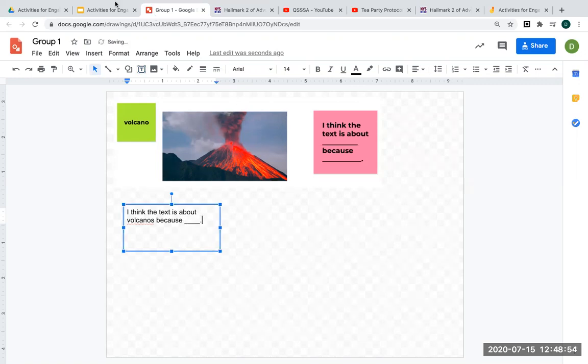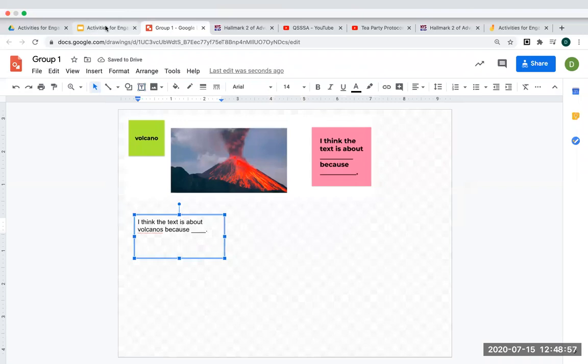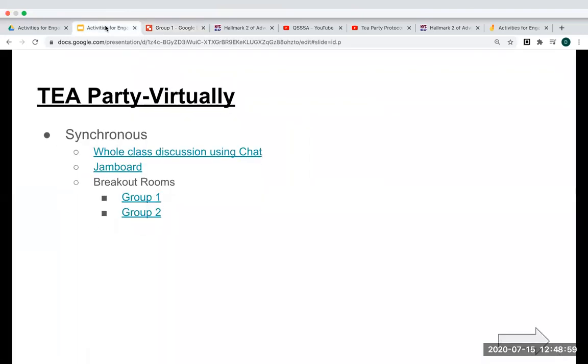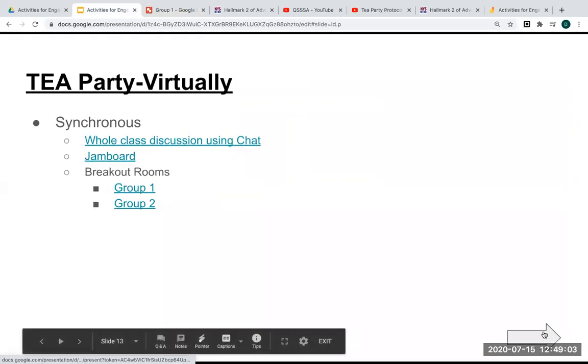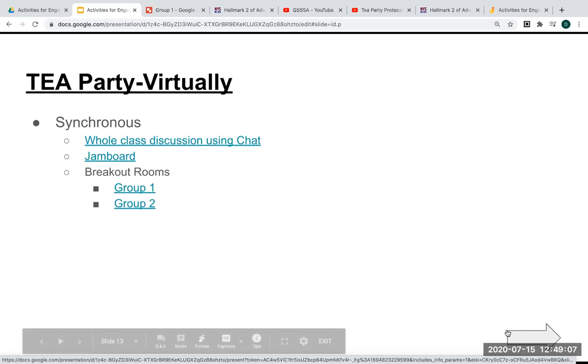Okay, so just some different ideas on how you could conduct the Tea Party virtually. And I do believe when we held this session live, participants were saying that you can use the Jamboard with Microsoft 365 as well.